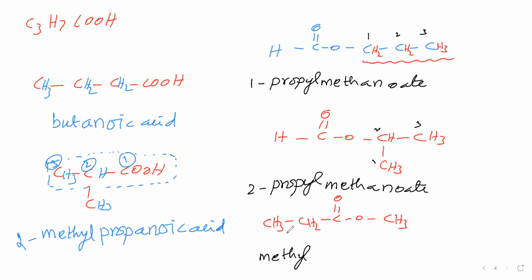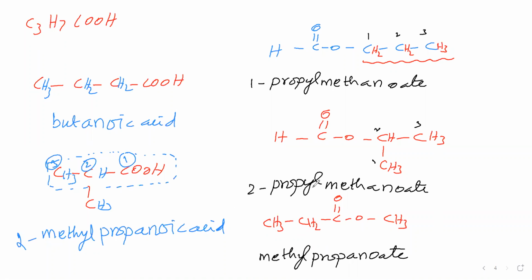Then take the rest of the thing. In the rest, 3 carbon atoms are there. 3 carbon atoms means prop, primary suffix an. In the an, the last letter e you drop it, and ester is a functional group. Functional group ester is oate, you have to say as secondary suffix. So the name of this one is methyl propanoate. We said like this.